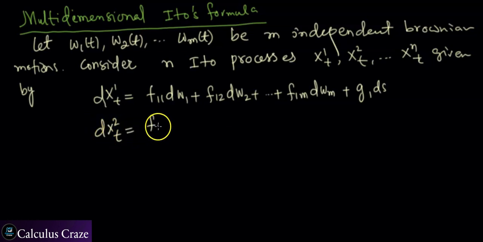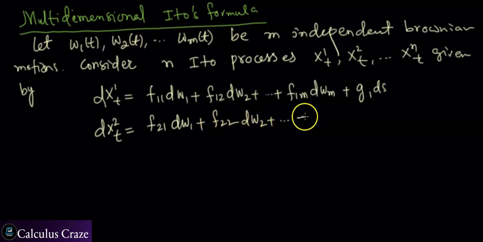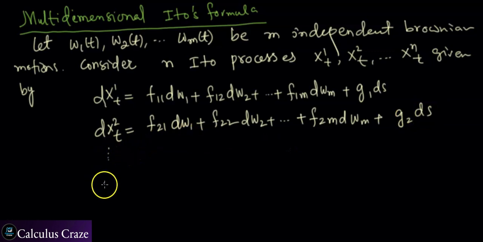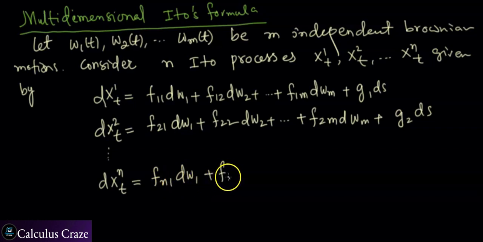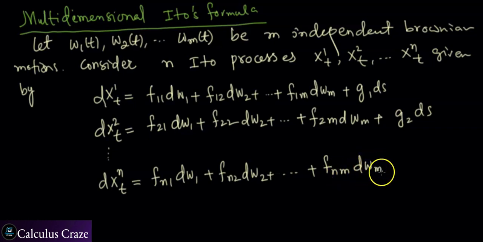It is going to be equal to f21 dw1, f22 dw2, and so on till f2m dwm plus g2 ds. And this way you can continue till you define dxn of t to be fn1 dw1 plus fn2 dw2 till fnm dwm plus gn ds, right? So this is how n Ito processes are defined.